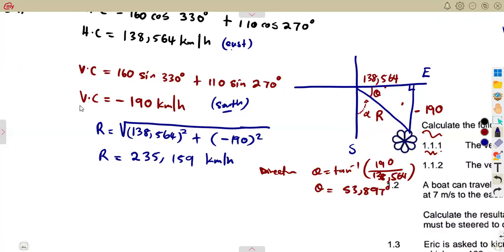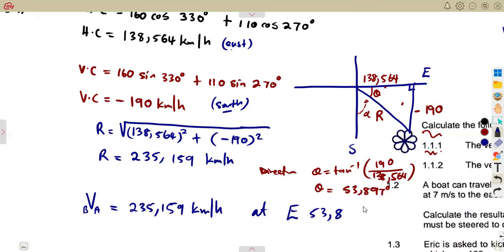So meaning to say the velocity of B with respect to A was going to be 235,159 kilometers per hour. All right, that is at, if you consider the direction, east to the south, so that is east, 53,897 degrees going to the what? To the south, or if you consider this alpha, it's up to you.